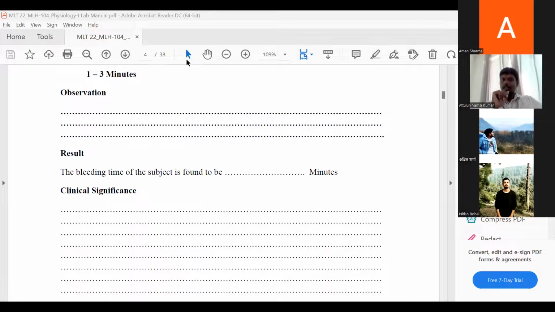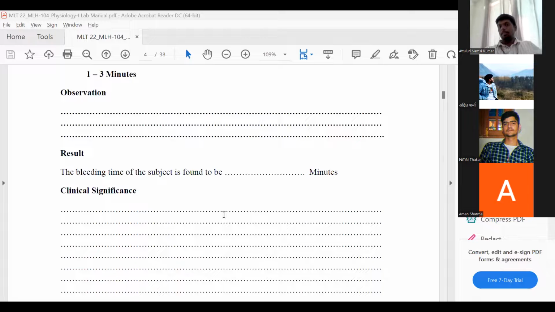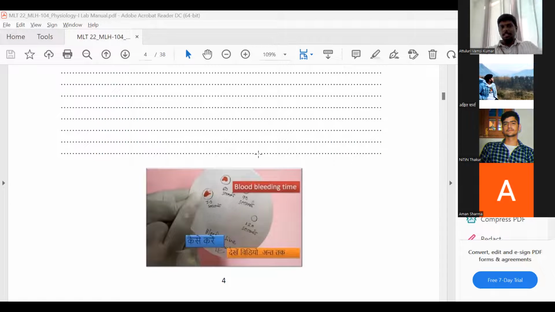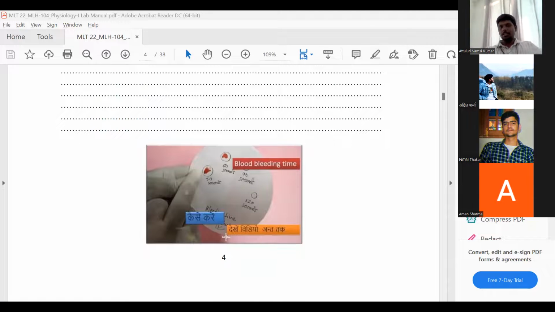Yes, this is all about bleeding time. I have given you a Hindi reference also. For international students, English is already written on the paper. So it is the same thing. Don't worry, don't get confused.